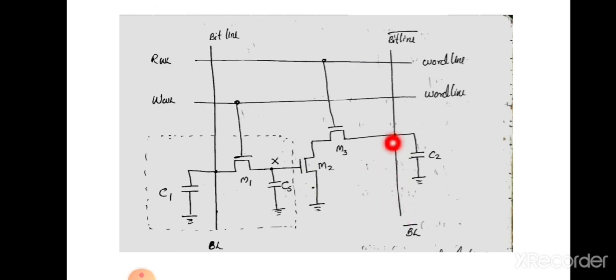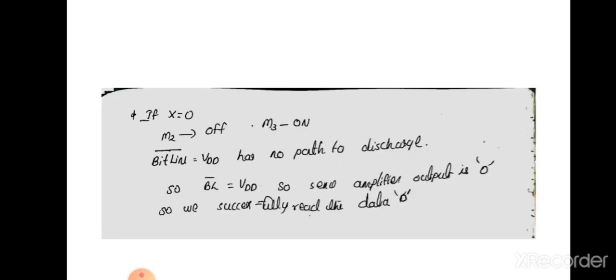That means the bitline bar is connected to the sense amplifier, which is actually a comparator. Whenever bitline bar is high, the sense amplifier output will be low, 0. That means in the memory a low value, or 0 value, will be there. That means in the output of the sense amplifier we will read 0. That is the case in the read operation. So we can say that BL bar is equal to VDD, so the sense amplifier output is 0. So we can successfully read the data as 0.